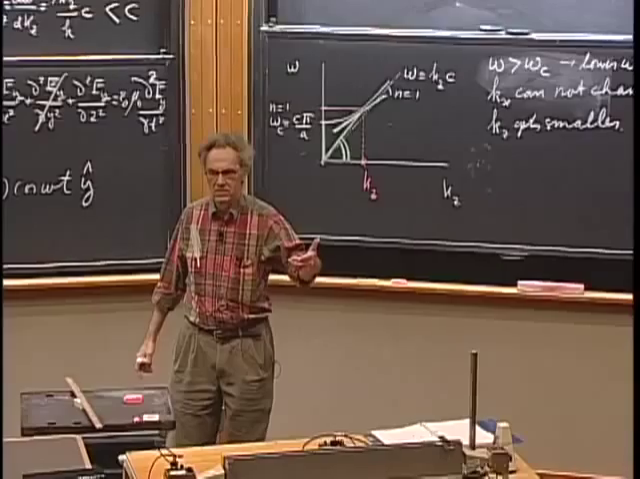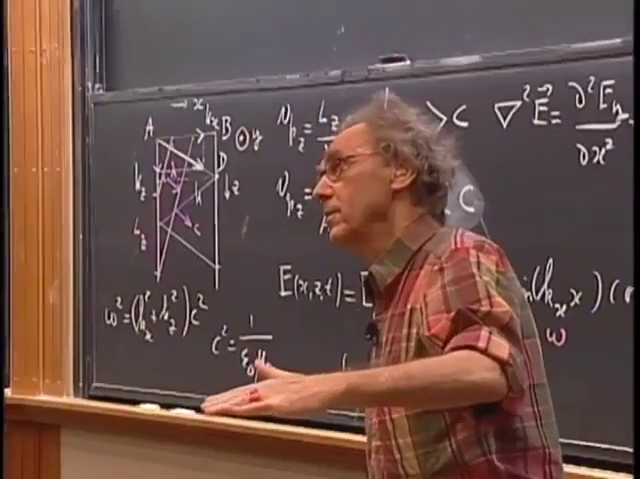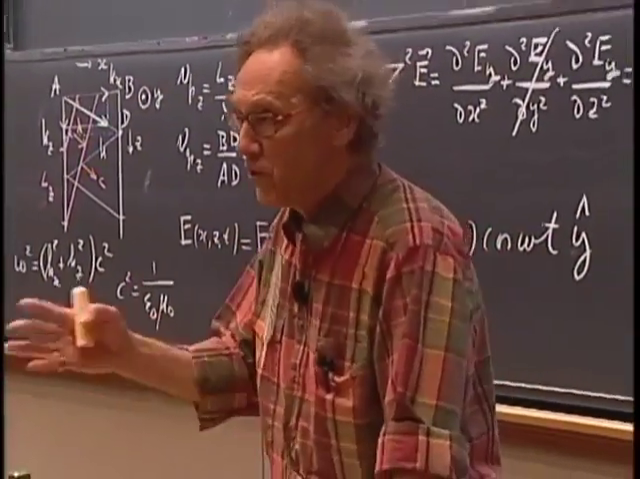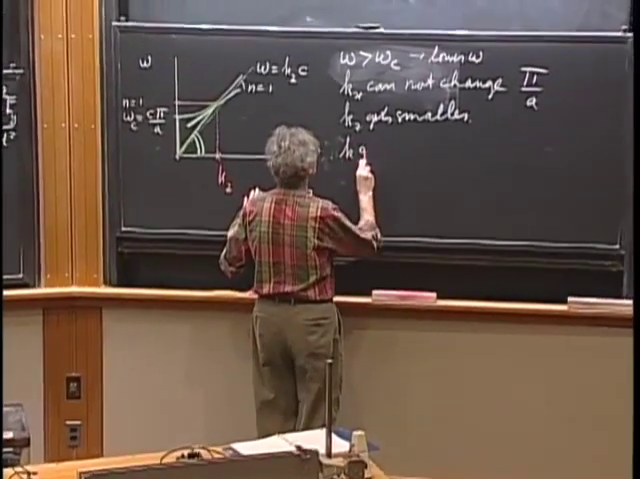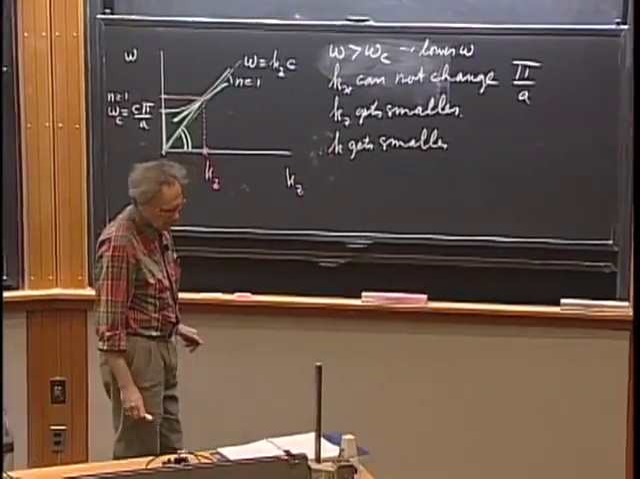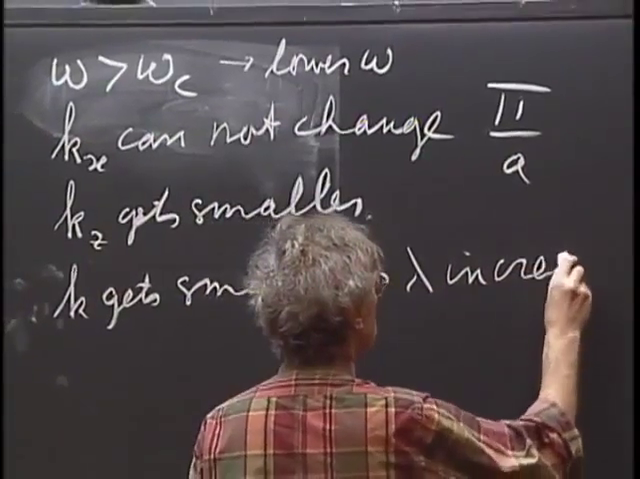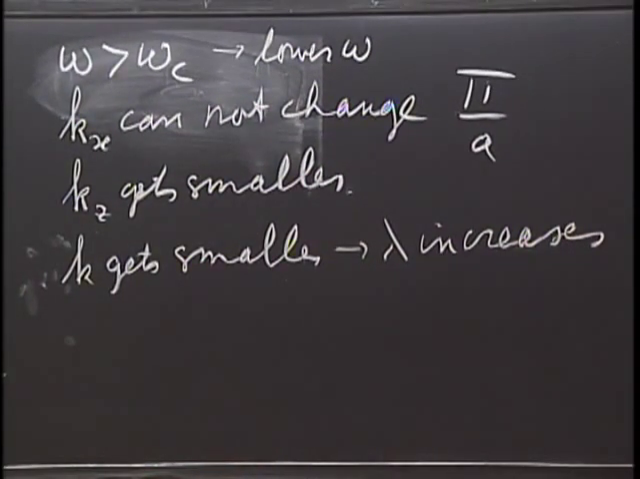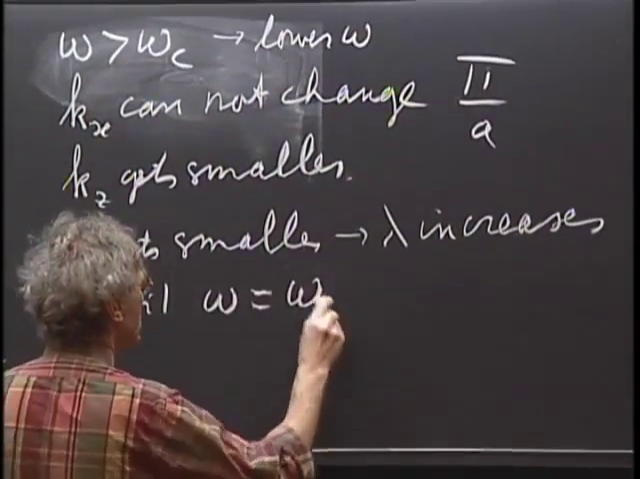Omega is always k times c. So clearly, if omega comes down, k must come down. And that means kz comes down in this case, because kx is not going to give up. And so k gets smaller. And if k gets smaller, then of course lambda increases, because lambda is 2 pi over k. Until disaster strikes, omega becomes omega c.